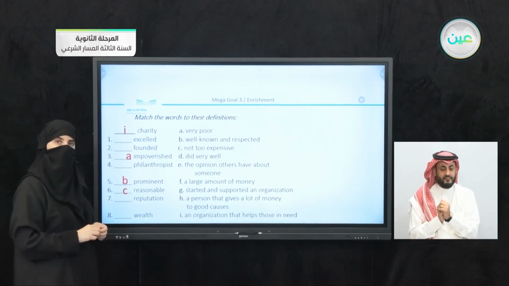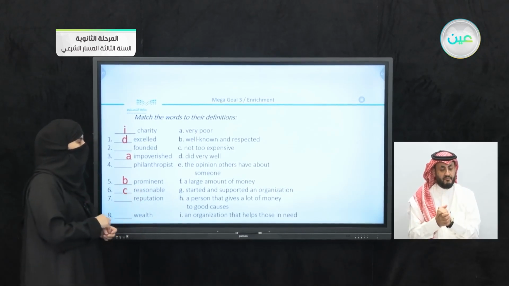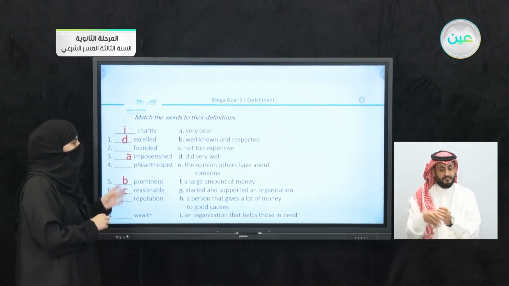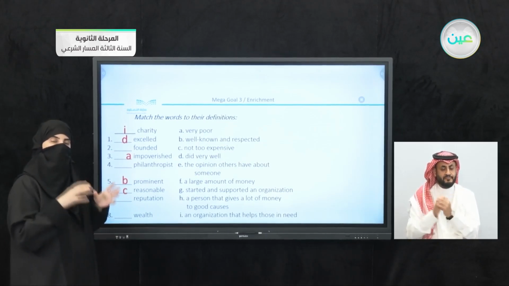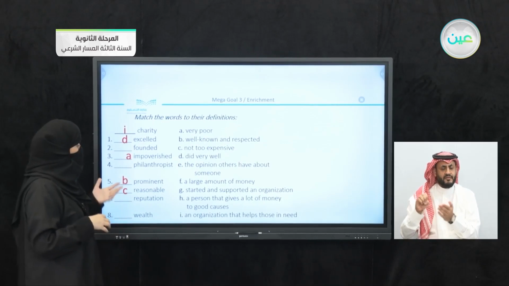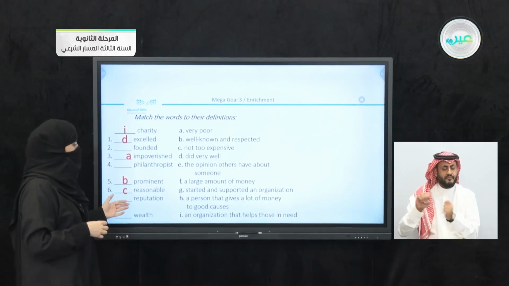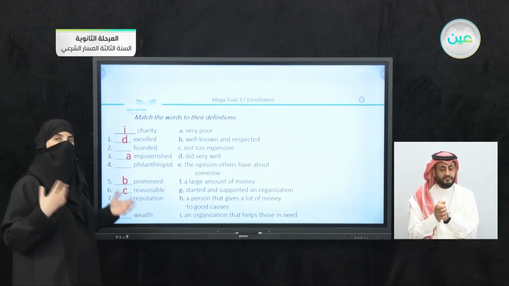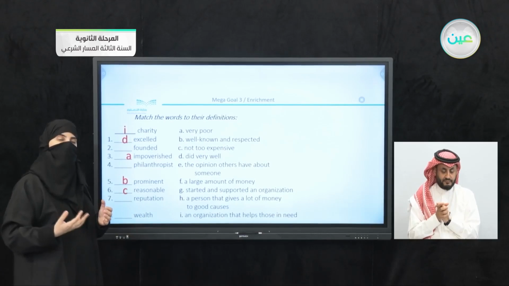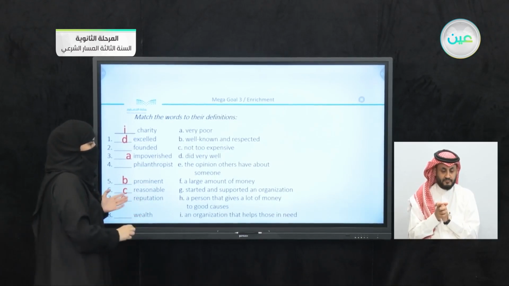Now, did very well is a way to say that someone excelled. The opinion others have about something. Now, the name of the opinion here, we can see that we have founded, philanthropist, reputation, and wealth. Which one of these words can match with the opinion that you can have about someone else? So we can match it with reputation.